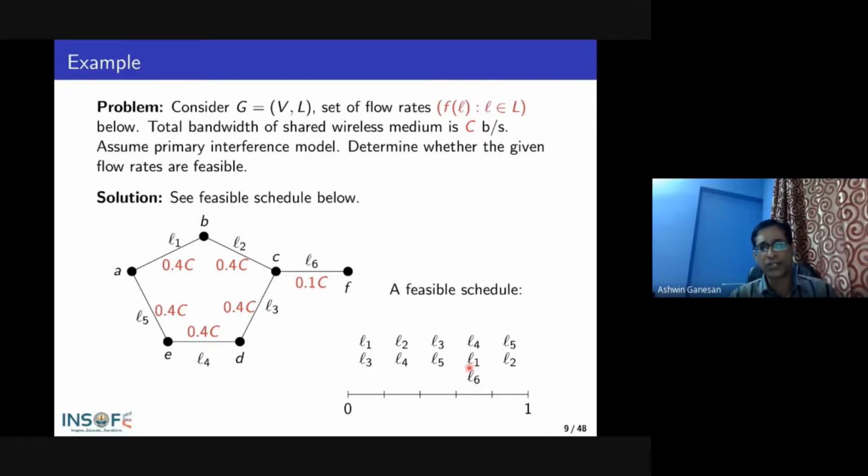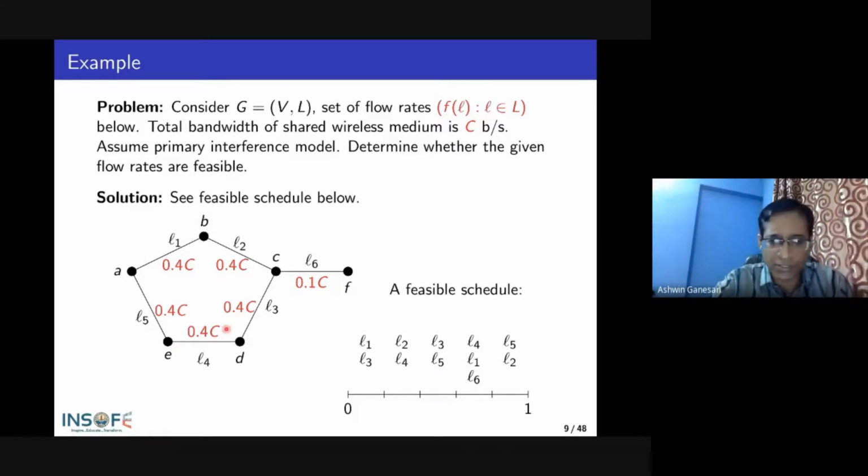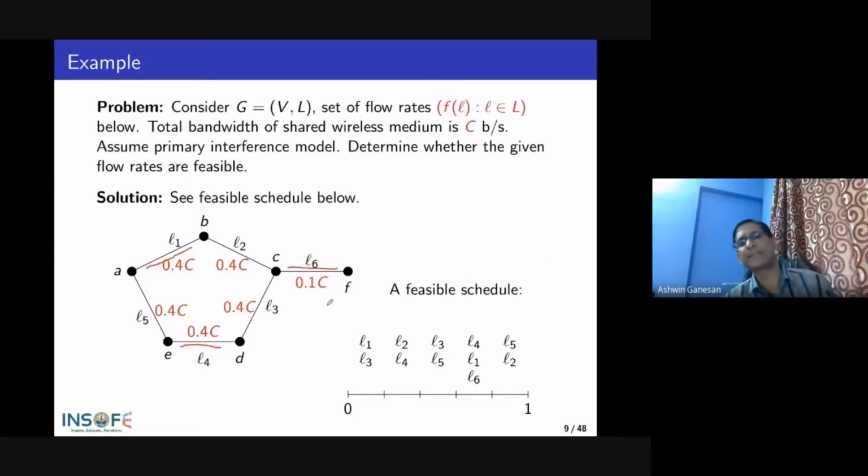And then you can schedule L6 at the same time as you schedule L1 and L4, because L1, L4, and L6, let me just draw them here. Here's L1, here's L4, and here's L6. These 3 links can be simultaneously active under the primary interference model because they form a matching in the graph.